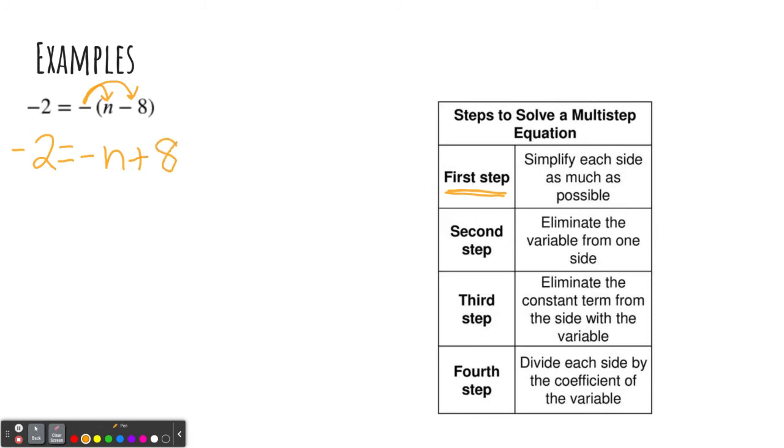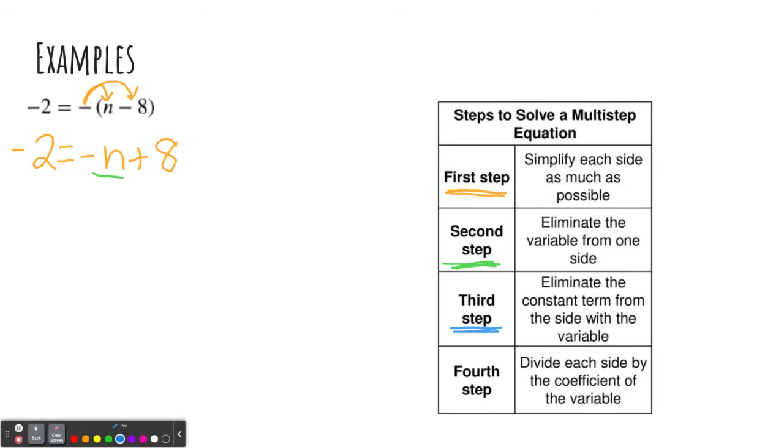I check real quick to make sure there's nothing else I can do. I have no like terms, I have no distribution. I don't see anything I can do to clean this up. So I'm going to move on to the second step. Eliminate the variable from one side. I only have one variable, n, and it's already on the right by itself, so I don't need to do anything here.